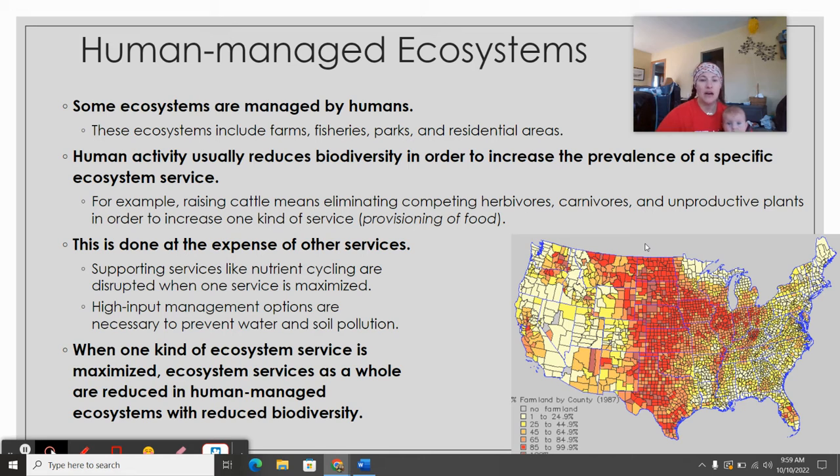But the take home message from this down below in bold is, when we have one ecosystem service that's maximized, the others are typically reduced, and it reduces biodiversity as a whole.